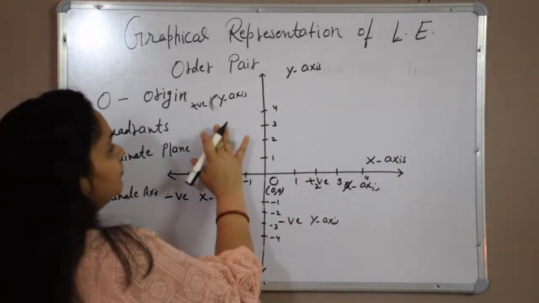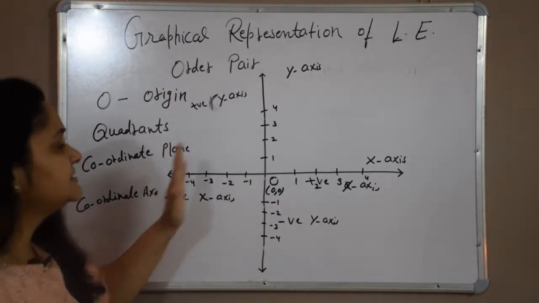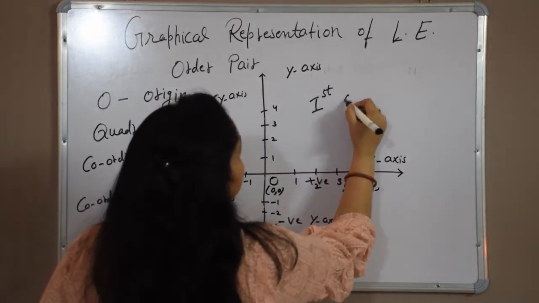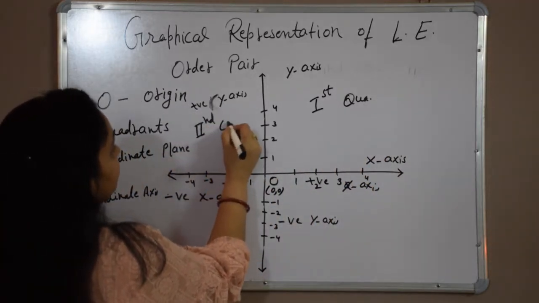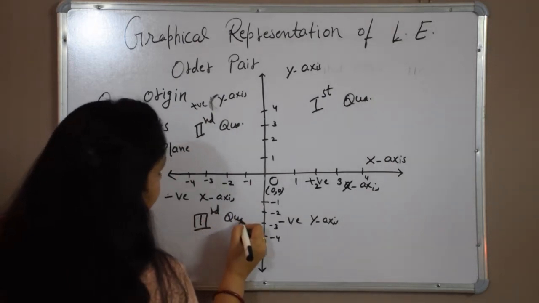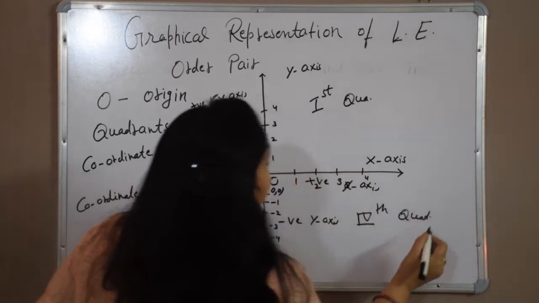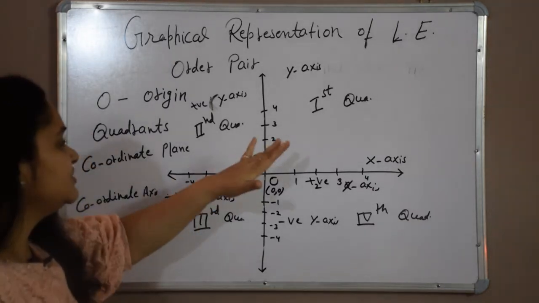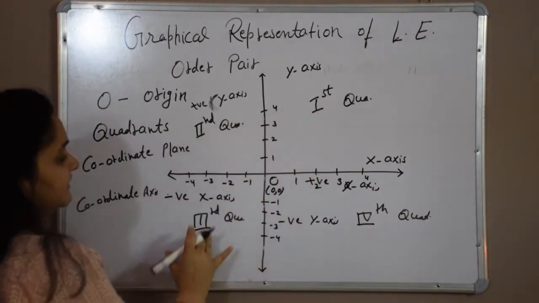Now we are talking about 4 quadrants. Because the plane is divided in 4 parts, each part is called a quadrant. This is our first quadrant. This is our second quadrant. This is our third quadrant, and this is our fourth quadrant. The entire coordinate plane is divided in 4 parts, and each part is called quadrant, and quadrants are numbered first, second, third, fourth.